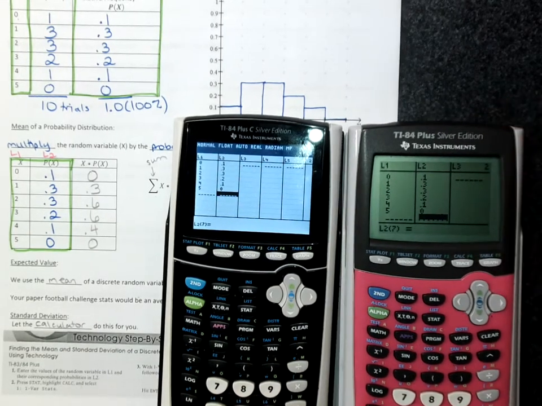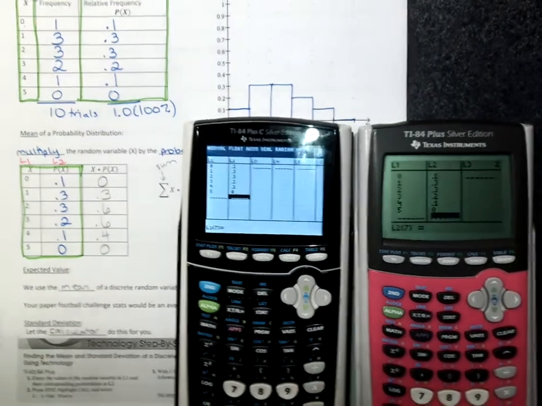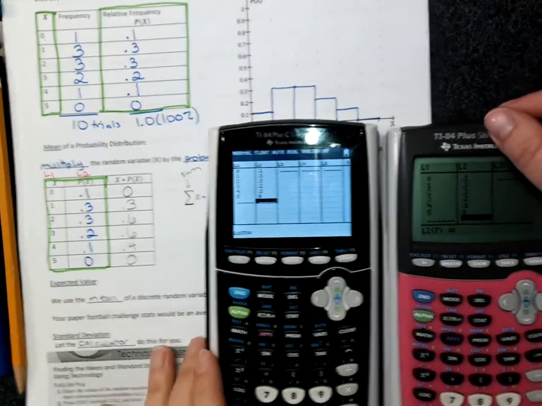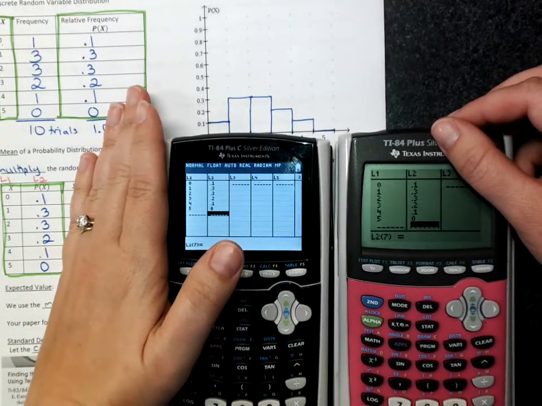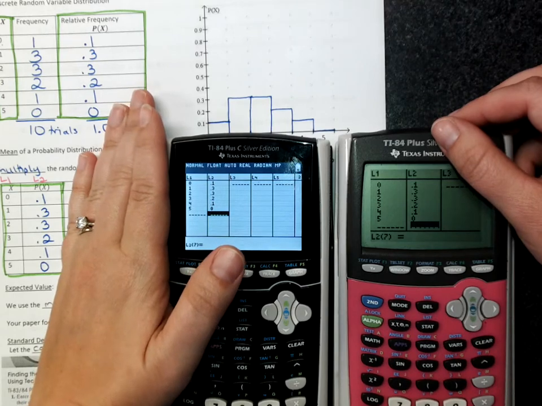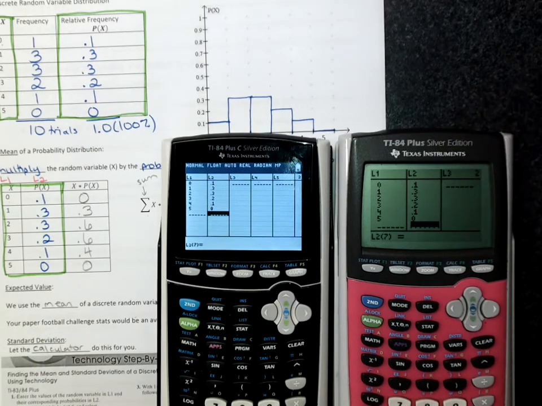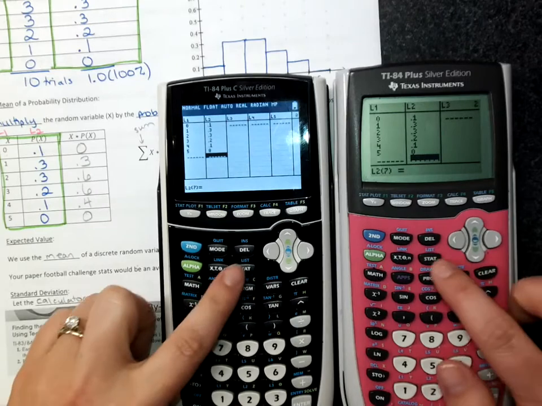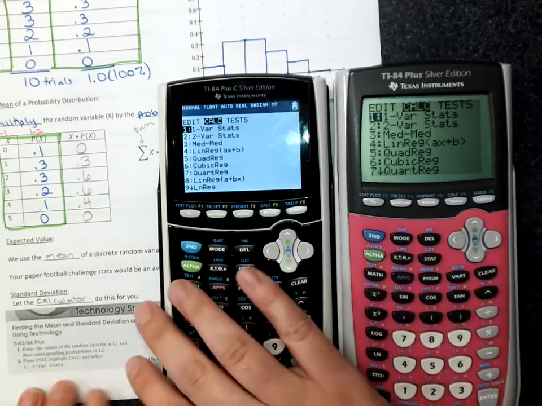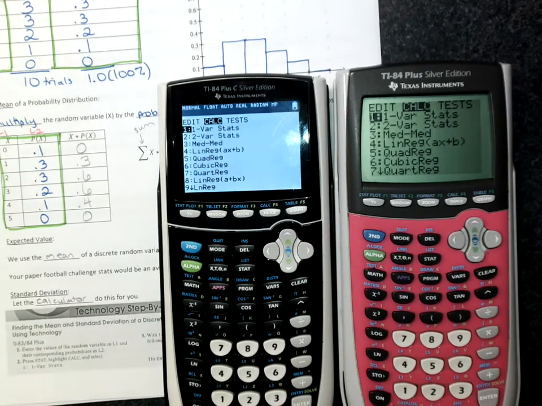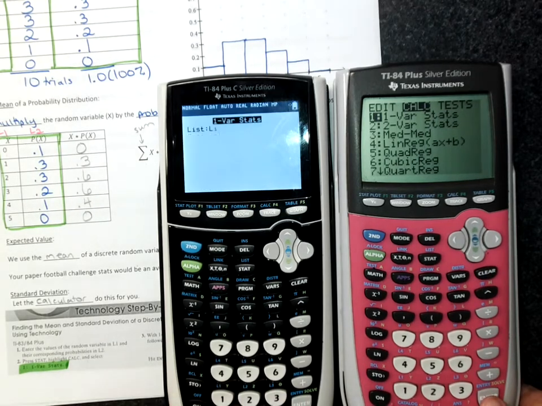So L1 should be all your outcomes. Sorry about the glare. And L2 should be the probabilities of each outcome. This last column, remember, is not part of it. That was just used to help you calculate by hand. From here, this is a little different. You're going to go to Stat, over to Calculate. We're going to choose one-variable stats again, which we used back in chapter 3. So hit Enter for one-variable stats.